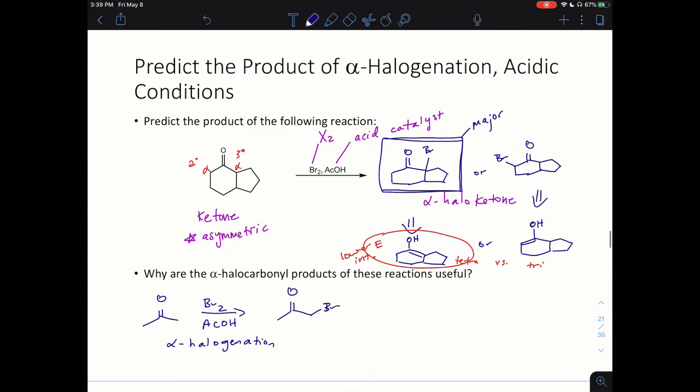Now, how did this work? Because this alpha carbon started out nucleophilic. What have you done to it now? Well, you've made it an electrophile. That's an alkyl halide. It's a fancy, fancy alkyl halide, right? And so you can take this fancy alkyl halide and you could treat it with some nucleophile. For example, you could treat it with cyanide.